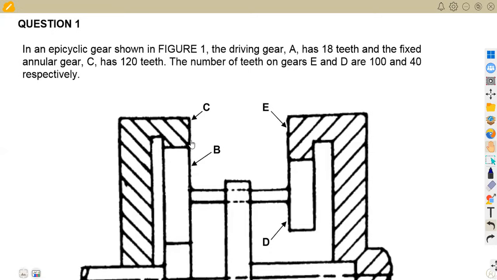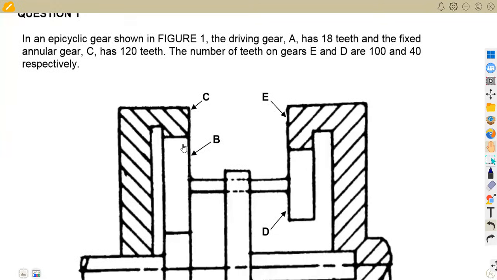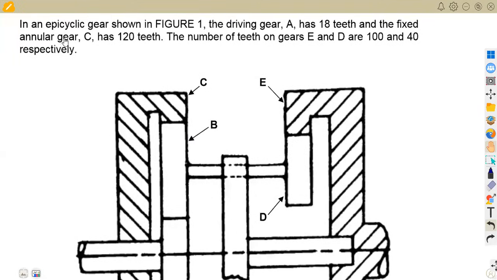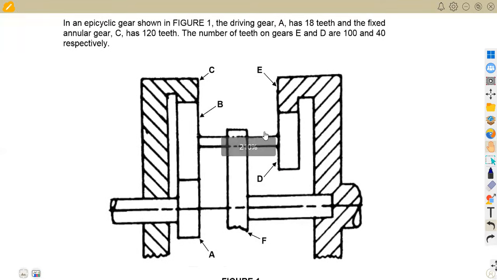We are going to consider the November 2022 exam, question number 1, whereby we are given an epicyclic gear shown in Fig 1, the driving gear A. So A is our driving gear in this case, meaning we are referring to the sun gear. A has got 18 teeth.